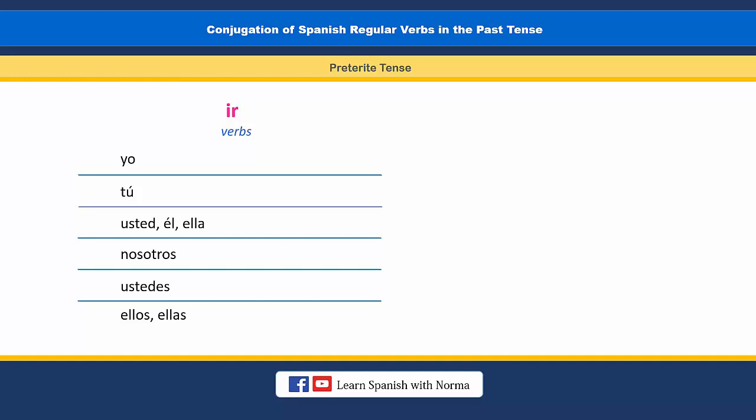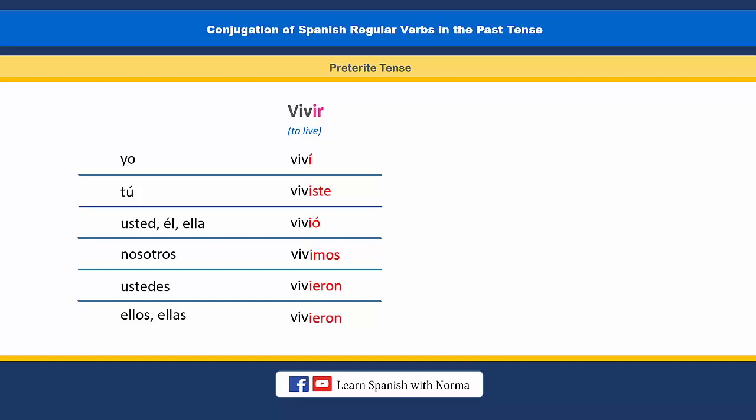The third group of Spanish infinitive verbs end in IR. And these are the endings we must use to conjugate these verbs in the preterite tense. Let's conjugate the verb to live in Spanish. Vivir. To conjugate this verb, take off the infinitive ending, the IR ending, and then add the proper endings to the stems, so that they agree with the corresponding subject pronouns. And this is the conjugation of the verb vivir in the preterite tense.